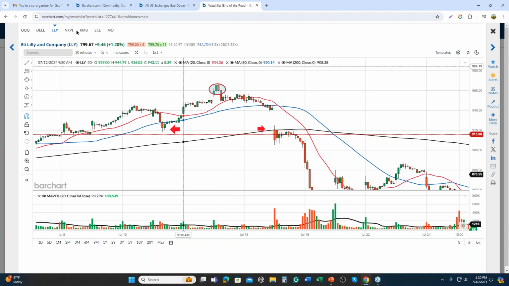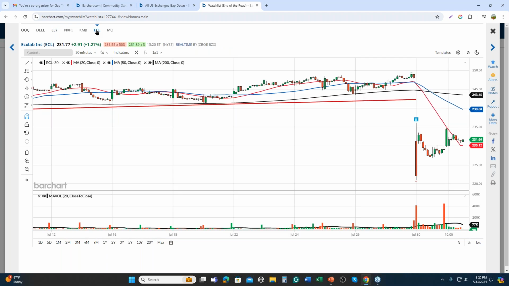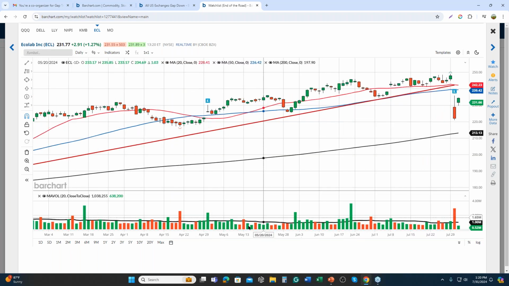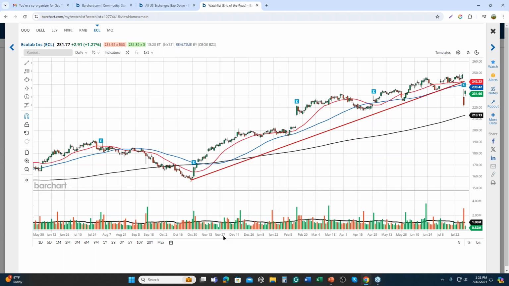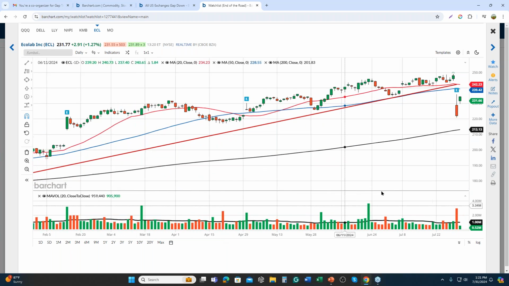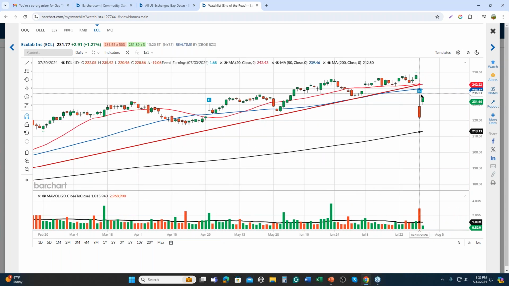So let me go to Echo Labs. And again, let's go back to our daily chart first. Again, a nice uptrend. You can see this uptrend is since November of last year. And again, our earnings was probably one of the catalysts. We fell below the trend line. We broke below the 20-day moving average. And in this case, we actually broke below the 50-day moving average.